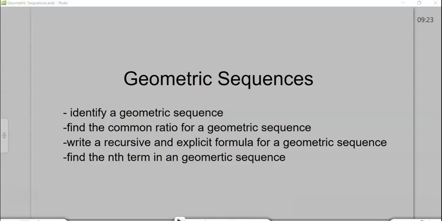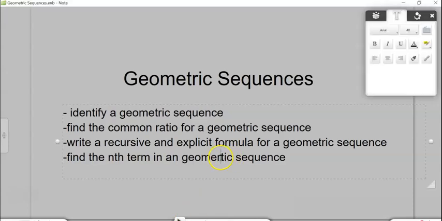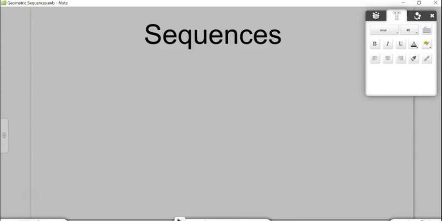We want to be able to write a recursive and explicit formula for a geometric sequence, just like we were able to write one for an arithmetic sequence. It's just a different formula. And then we want to be able to find the nth term for a geometric sequence. So let's start by figuring out if something is geometric and then how to find that common ratio.